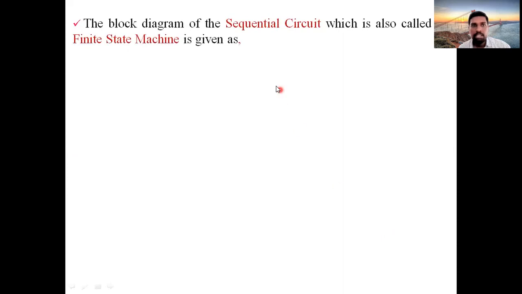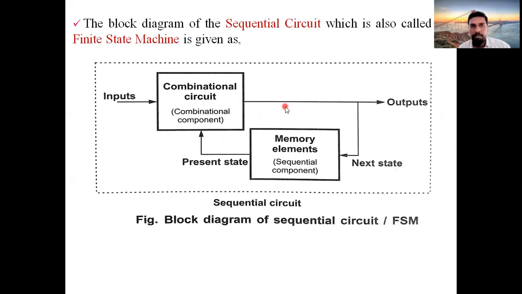Next. If you see the block diagram for this sequential circuit, what we are doing here is first connecting a combination circuit, and for this combination circuit, we connect a feedback in the form of a memory element. Here the memory element is taken as the feedback.